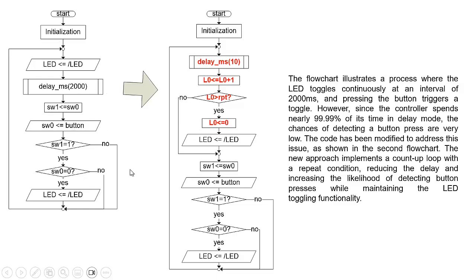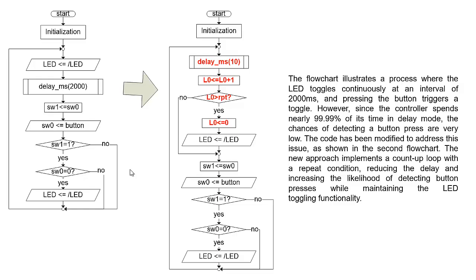I want to toggle the LED at a fixed interval of 2000 milliseconds. Then in between, if the button is pressed, the LED will also be toggled. So let's write code for the first, the leftmost flowchart. We delay first, and then after that we toggle the LED.